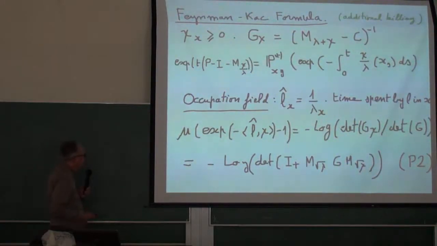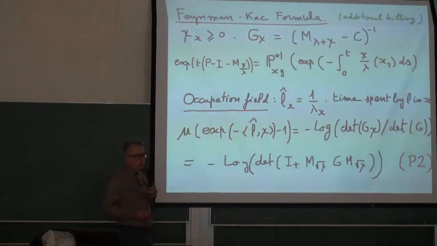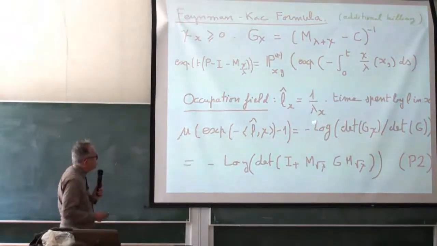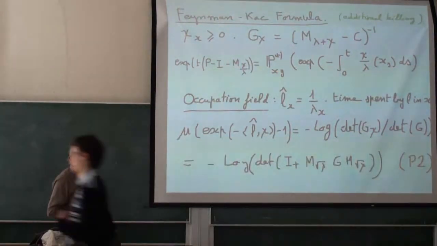Now, let me give a result about the occupation field. So when you have a loop, to each loop is associated an occupation field. Namely, it's essentially the time spent by the loop at any point. You see that the loop can go several times through a point, and so you add up all these times. Then you have to normalize by this lambda x again.